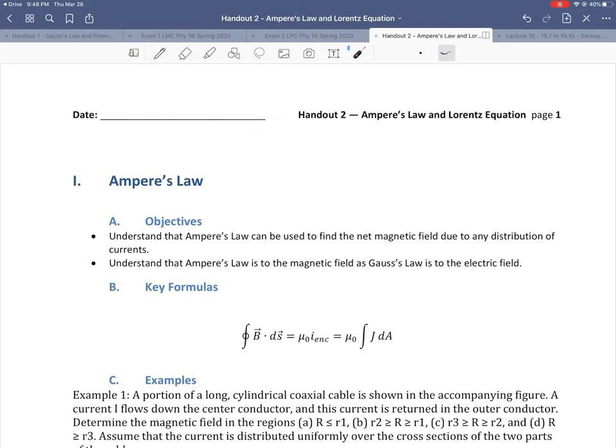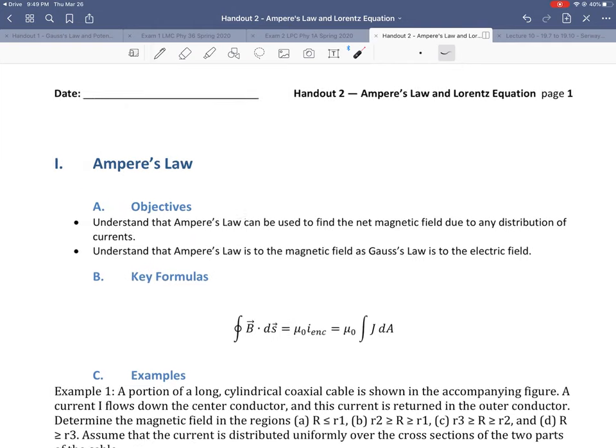This is the second handout of the calculus supplement to the second semester of introductory physics. This is a supplement where we cover topics in the second semester of introductory physics that relate to calculus, namely Maxwell's equations, so the key equations of electromagnetism, as well as some equations of modern physics.